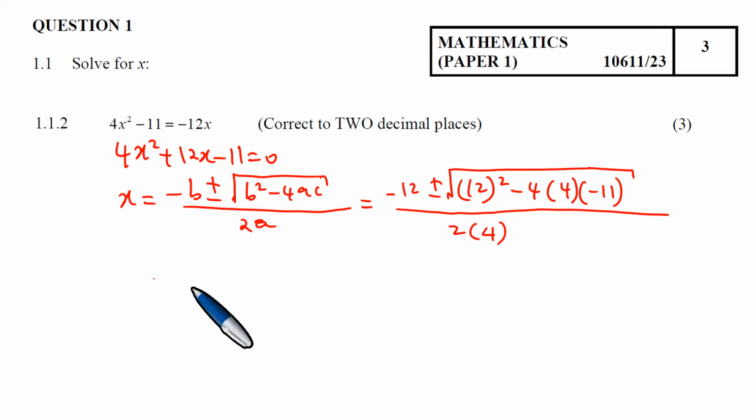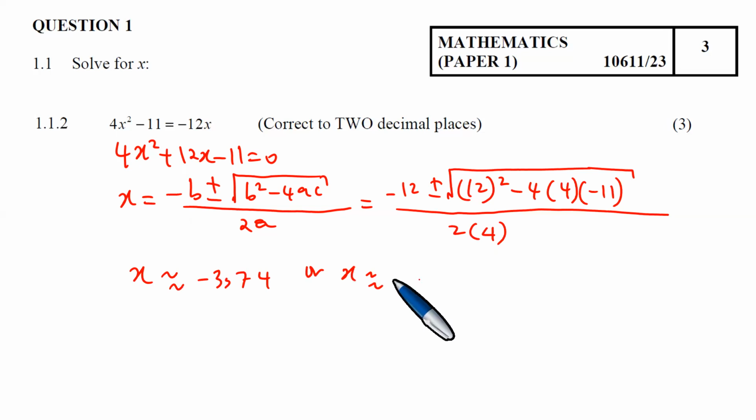And if we solve this, we realize that x is approximately, if you use a calculator, minus 3,74, or x is approximately 0,74, and these will be the answers to this particular question, correct to two decimal places.